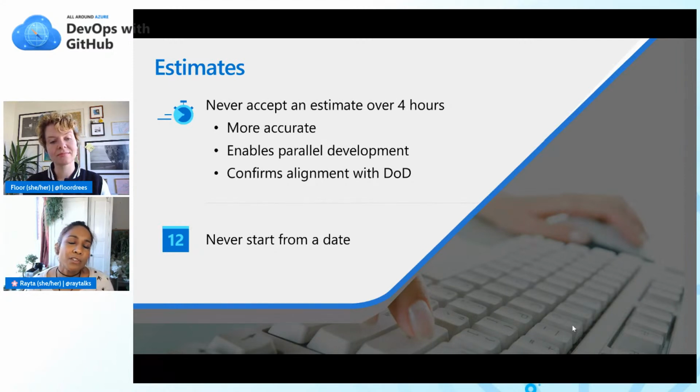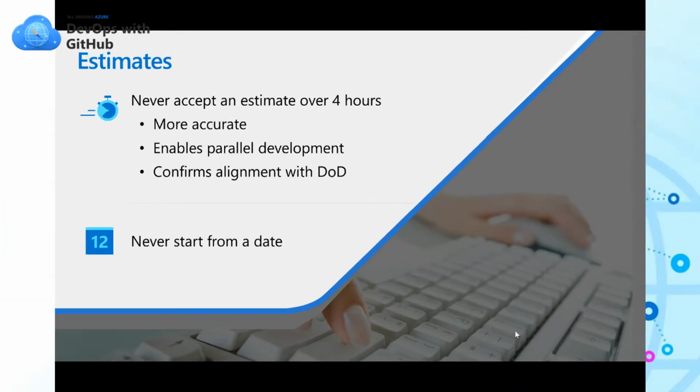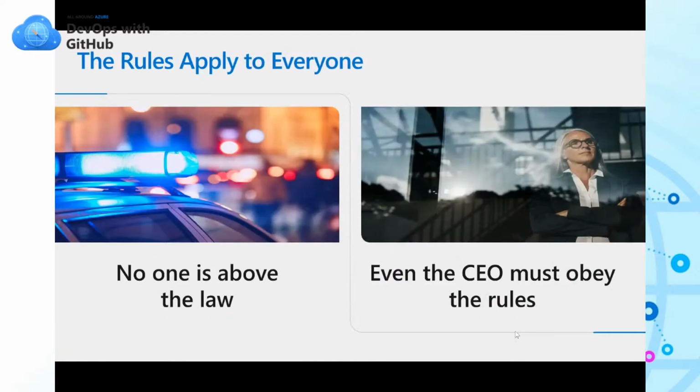Finally, never start from a date, because deadlines suck. Developers are pleasers and we want to make people happy. So if you start from a date, we will magically subdivide the work so it fits the time. Even though this doesn't work and isn't accurate, it is what we do. So don't start from a date. Work out the tasks that you need to do in 4-hour chunks and see where the end date lands.